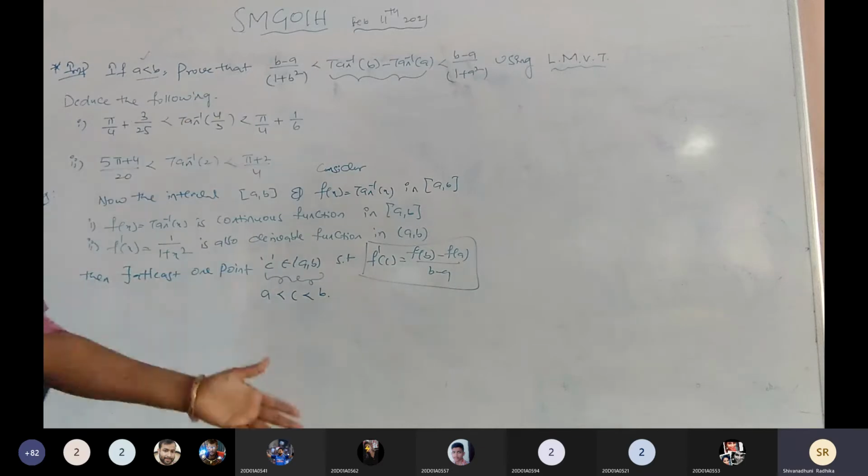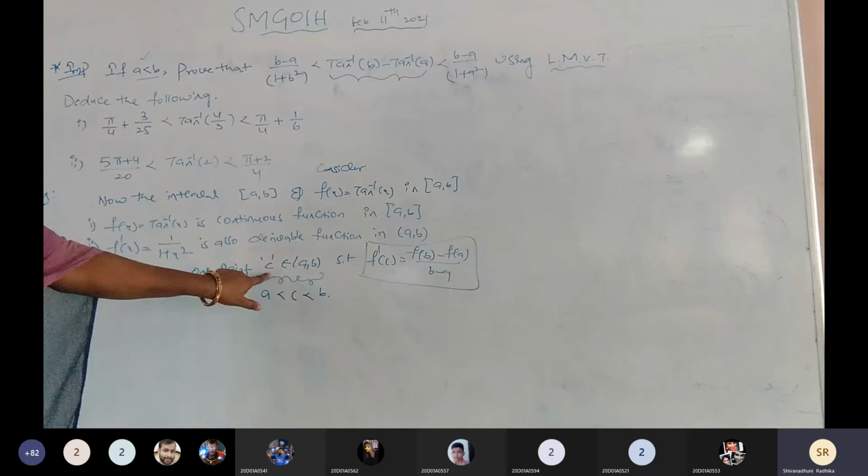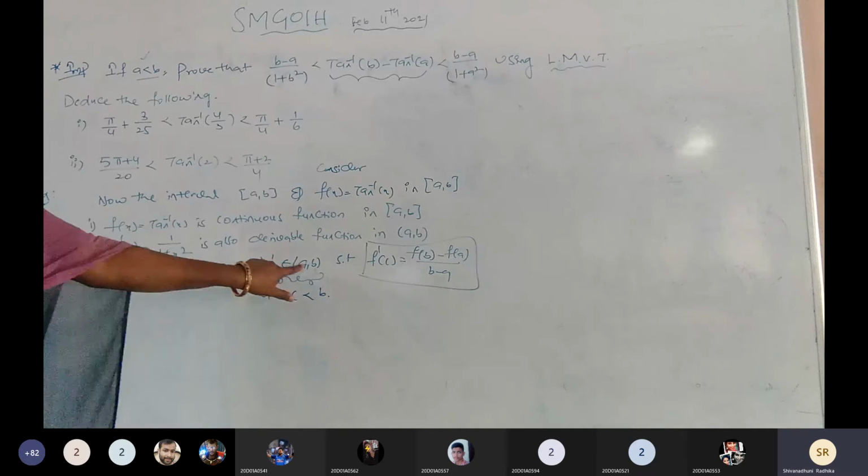Starting, ma'am, section 10.7, explain ma'am. C belongs to open interval A comma B. C belongs to open interval A comma B means what? This C value belongs to A comma B. That means C lies in this interval. How does it lie? Saying it lies is not enough; we must say how, so that we can write that C is in between A comma B. C will be in the middle of A and B. It will not be equal to A, it will not be equal to B, but it will be between A and B.